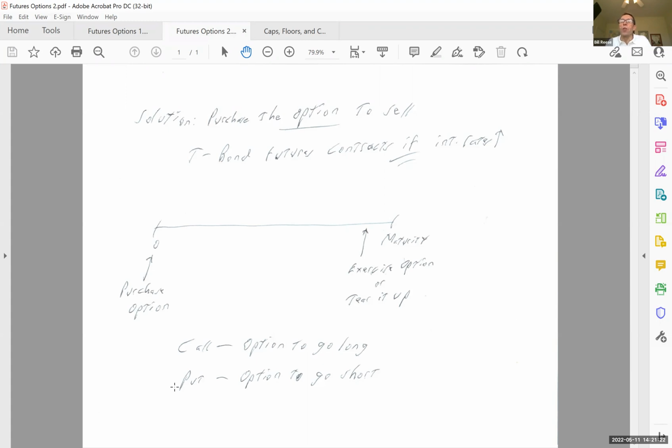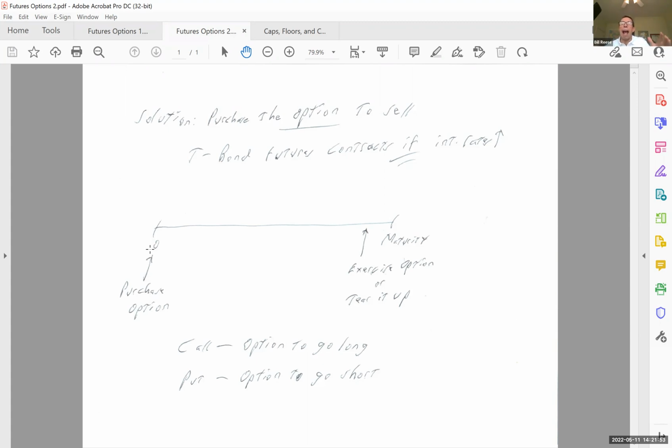Interest rate futures contracts are virtually costless to enter into, whereas options on interest rate futures contracts require you to purchase that option by paying a premium. So if you have an option to go short or an option to go long, that means you are obligating somebody else to be on the other side of it. You've got to pay them to obligate them to be on the other side of this. So whoever you're purchasing the option from is going to charge you a premium.